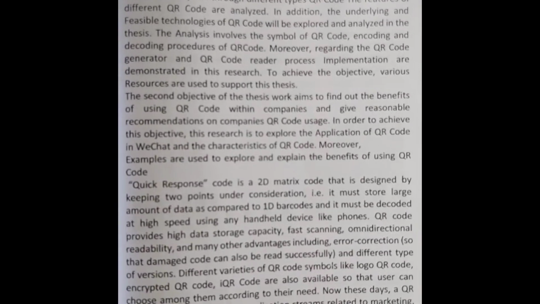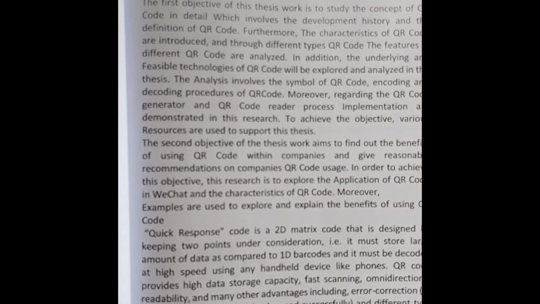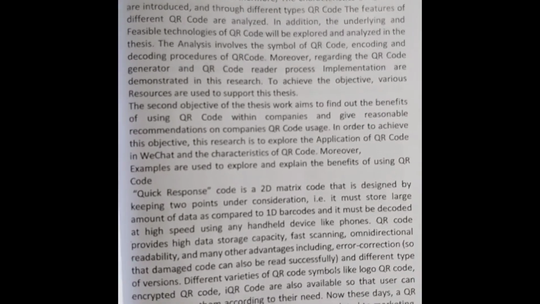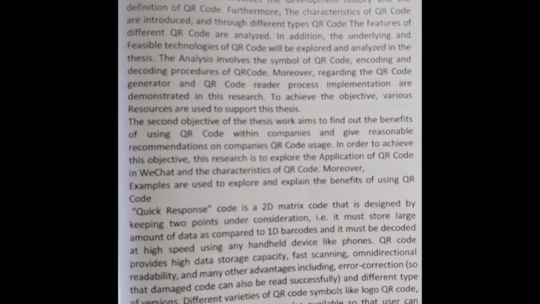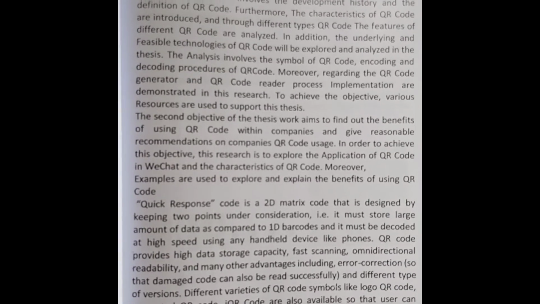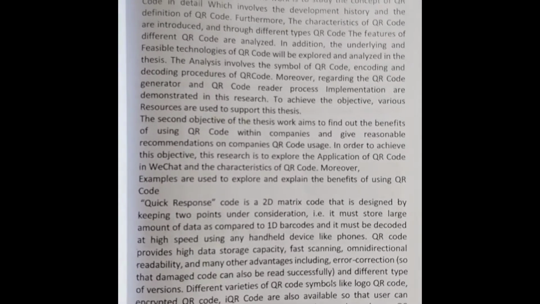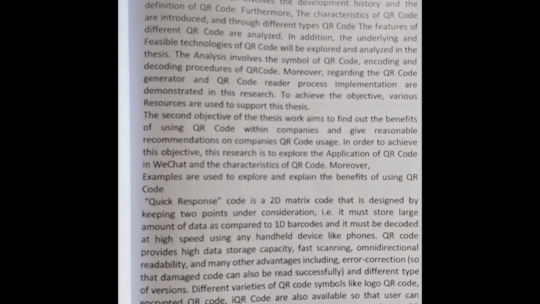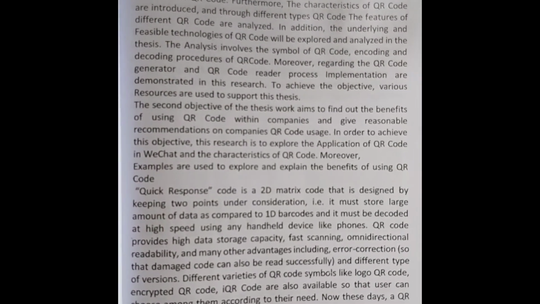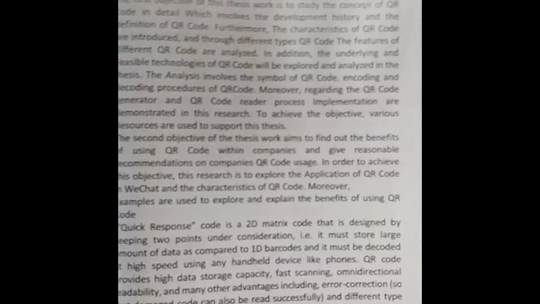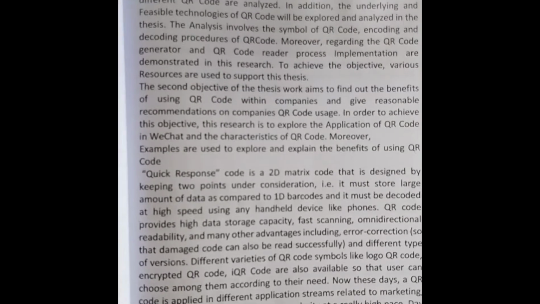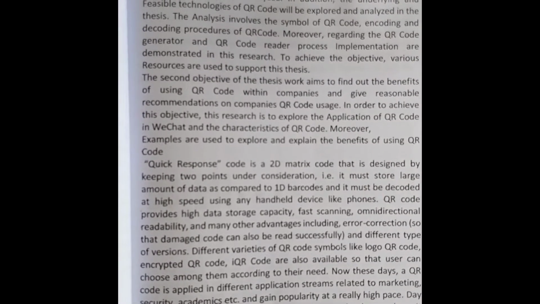Here we can see the objective of my project. The QR code is a quick response code. It is a 2D matrix code that is designed to store data. It can store large data compared to a 1D barcode. It can be decoded at high speed using scanners, mobiles, etc. It has error correction. Nowadays, it is growing very rapidly. We can see QR codes used everywhere, like shops, etc.